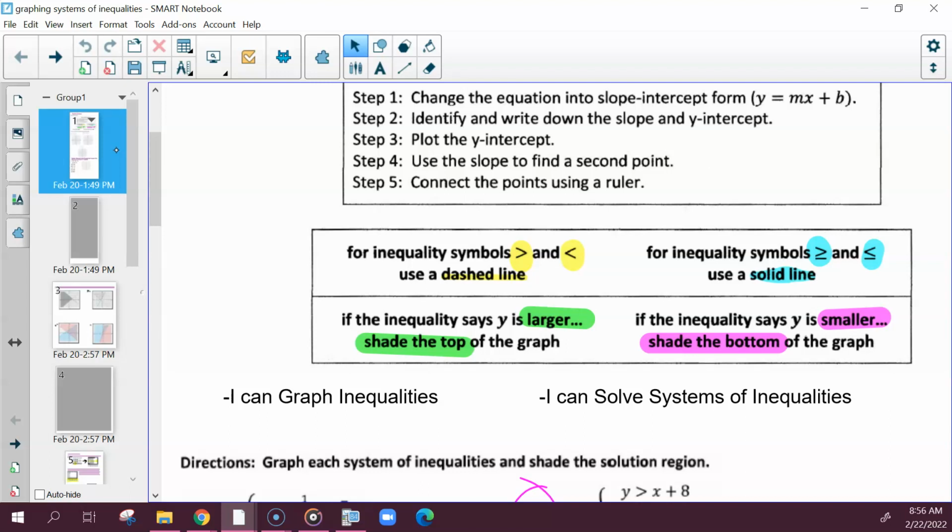This is just repeating information that you should know from your graphing stuff. Talking about the dash and the solid line, how to shade if it's greater than or less than. So when it says larger, that's really for greater than or equal to. When it says smaller, that's for less than or equal to. Anyone else still need that?